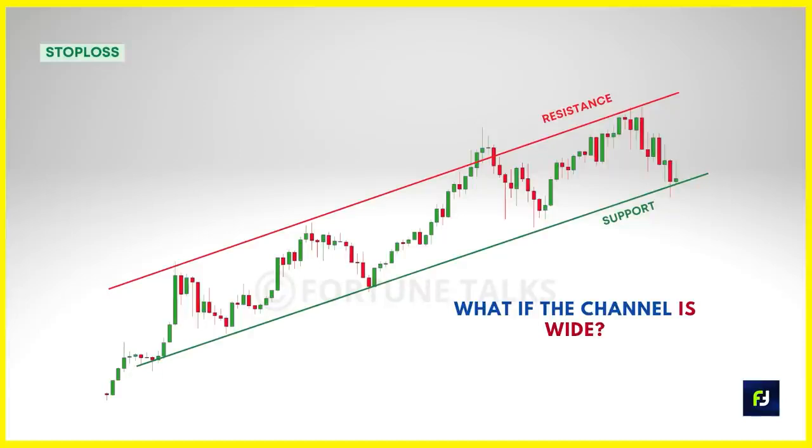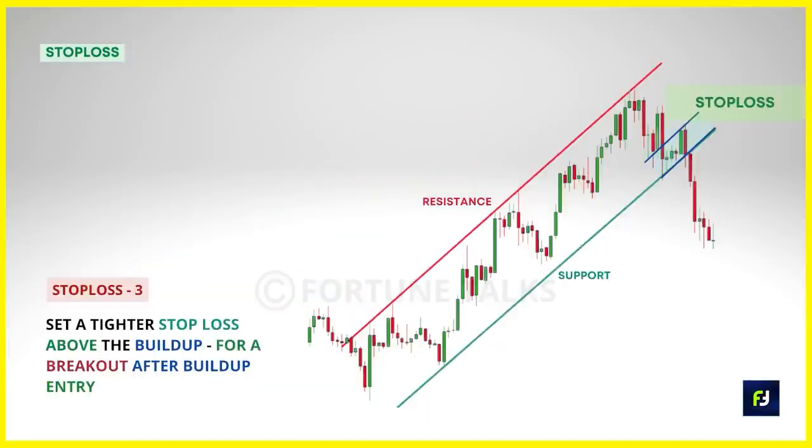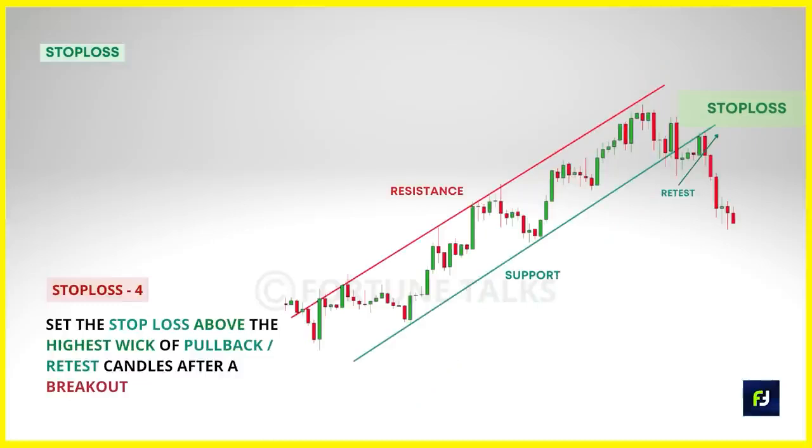So what can be done? For a breakdown entry, we can place the stop loss just above the midpoint of the channel from where the breakout happened. But if you have taken a short entry after a build up near the support trend line, then you can keep your stop loss just above the build up or consolidation. And finally, if you have taken a position after a pullback or retest, then you can set your stop loss above the highest wick of the pullback or retest candles with some buffer for price action.